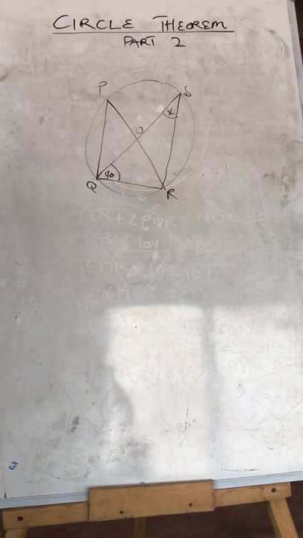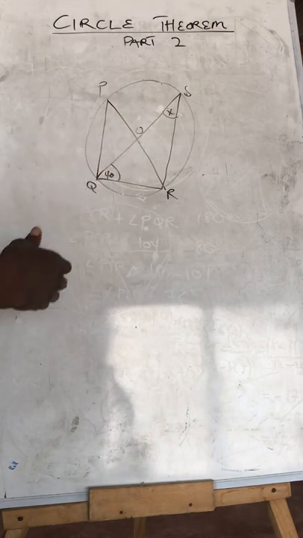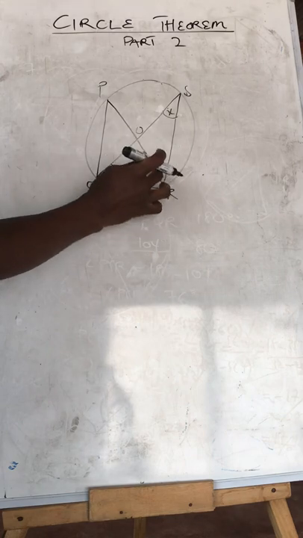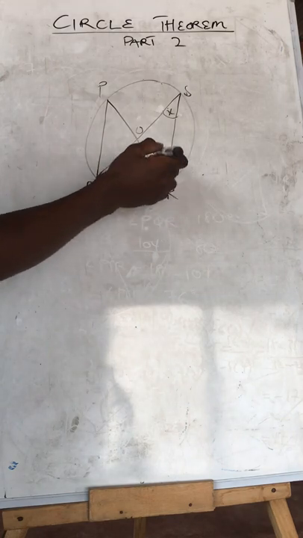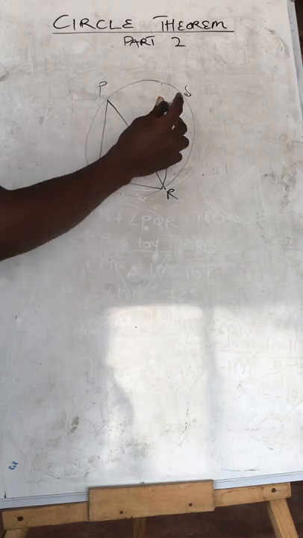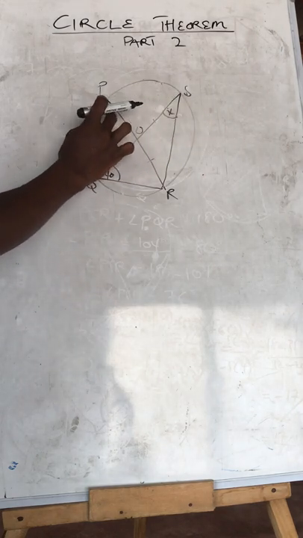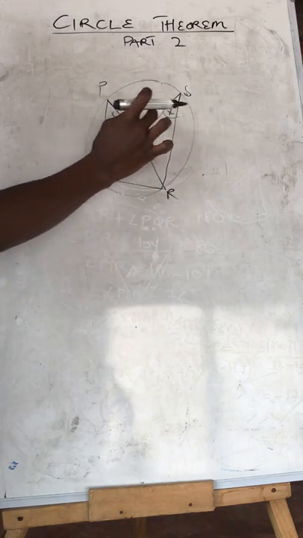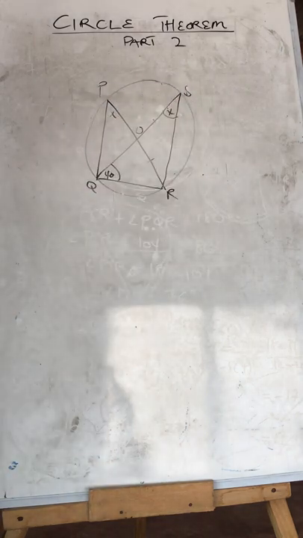You are thinking. This is the center. If this is the center, then from here to here is a radius, true or false? From here to here is also a radius. So it means that even X is the same as X here, because it's the same chord meeting at different points. So X is the same as X here.